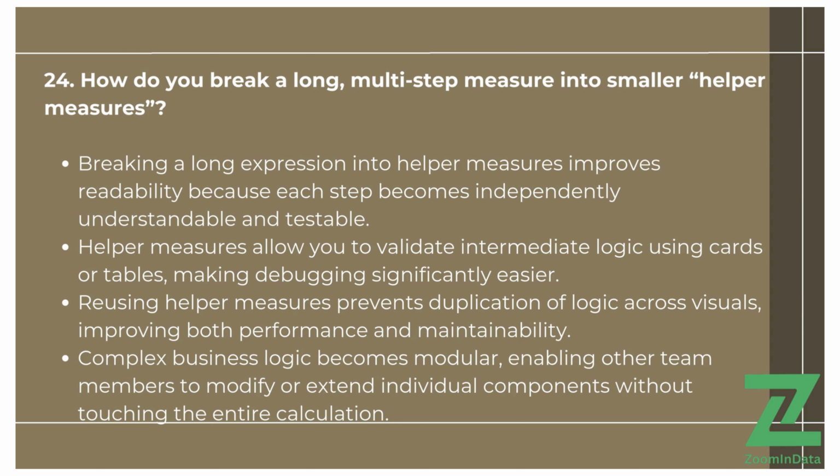Breaking a long expression into helper measures improves readability because each step becomes independently understandable and testable. Helper measures allow you to validate intermediate logic using cards or tables, making debugging significantly easier. Reusing helper measures prevents duplication of logic across visuals, improving both performance and maintainability. Complex business logic becomes modular, enabling other team members to modify or extend individual components without touching the entire calculation.